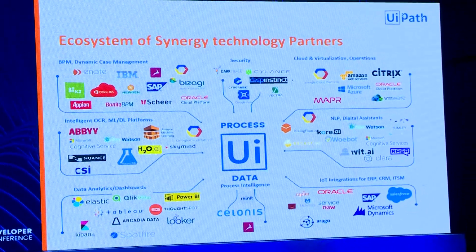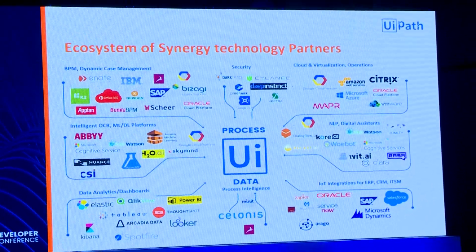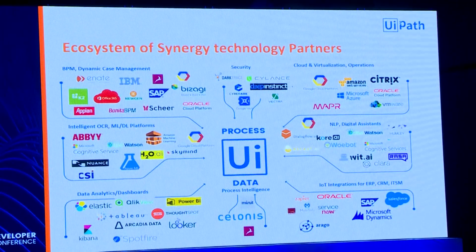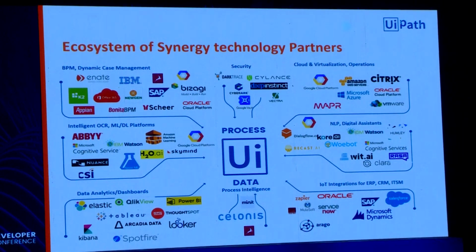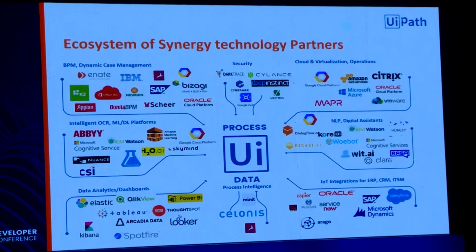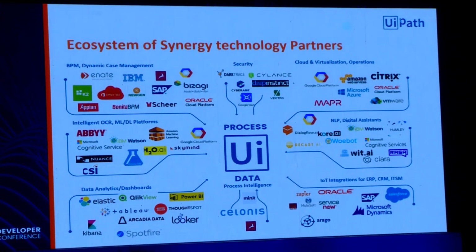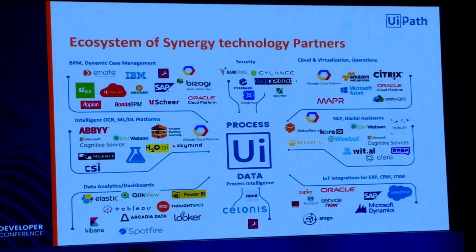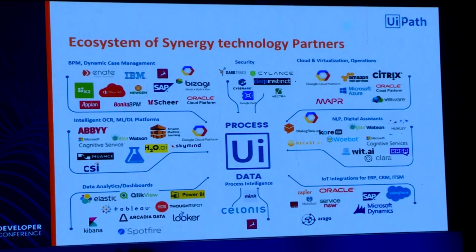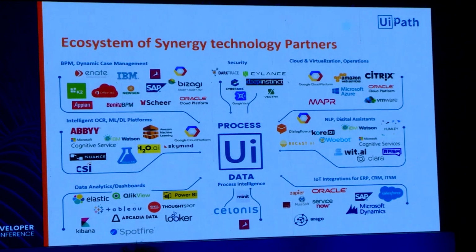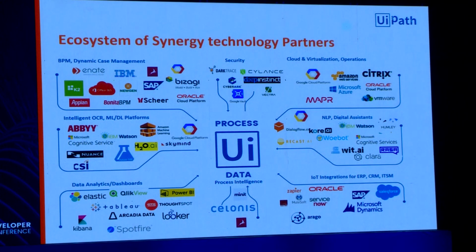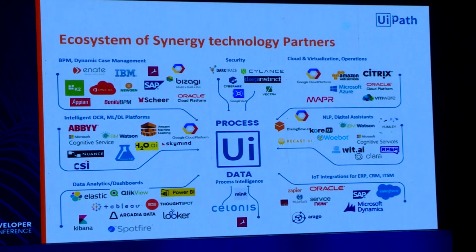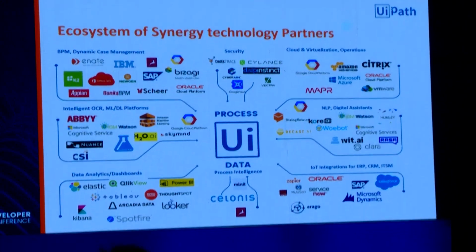So what does intelligent OCR mean, or what does the ML and DL platform provide? The ML and DL platforms and intelligent OCR can provide us two things. One is converting unstructured and semi-structured information into a structured form. Two is, if the judgment is based on prediction, classification, or recognition, it can be taken care of by the ML platforms that we have in place, right?